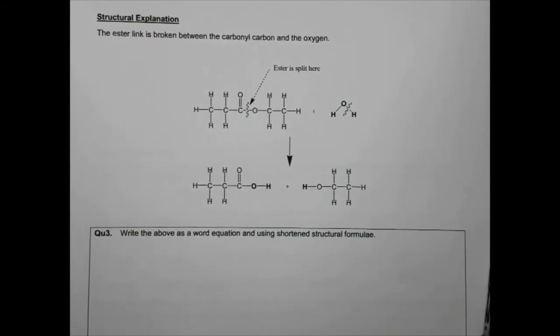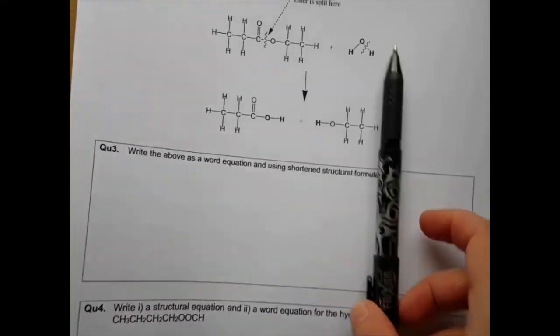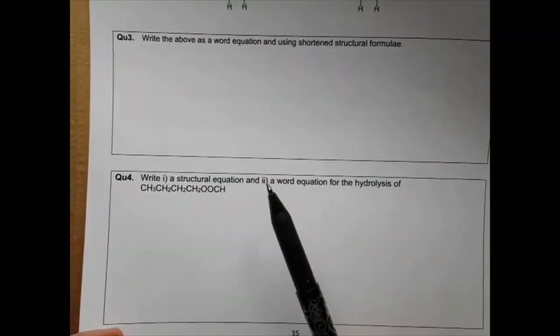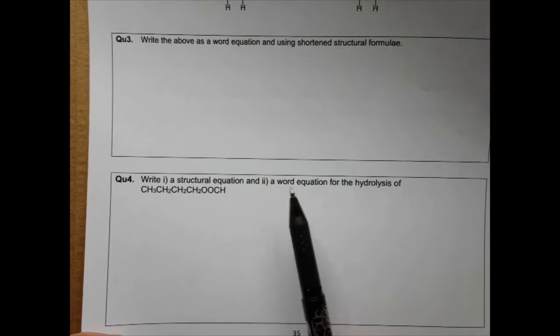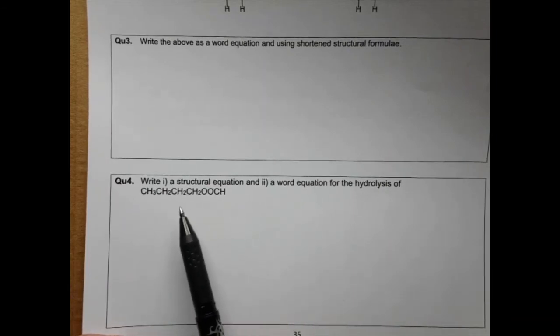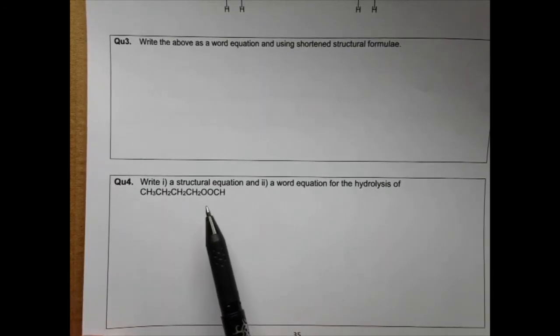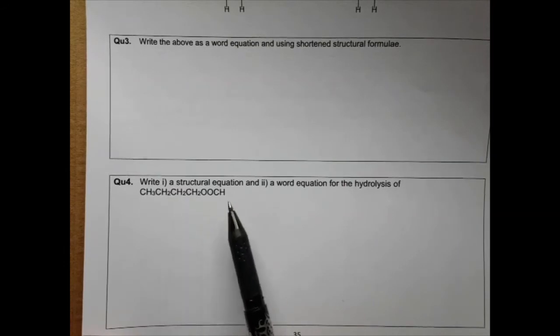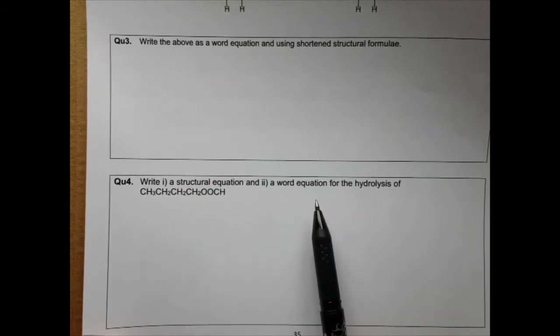I'm hoping that you're able to do that, and I'm also hoping that you would manage this, so writing a structural equation and a word equation for the hydrolysis of this. So this is giving you the shortened structural formula, and the first thing for you to do with this one would be to write out the full structural formula for this before you write the word equation.